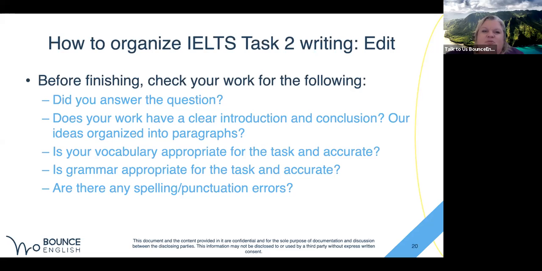And that's related to the last one. Is your grammar appropriate for the task and accurate? So is past tense right? Should you be using passive in one? Well, probably not passive for task 2, but should you be using a modal? Are you using it correctly? Just look for those things. And then finally, of course, you're going to look for any spelling, punctuation errors. Are things capitalized? Those little things that will make a difference to your score. If you do this, it is definitely possible to raise your writing score on task 2 by a half point, a whole point. You can do it.